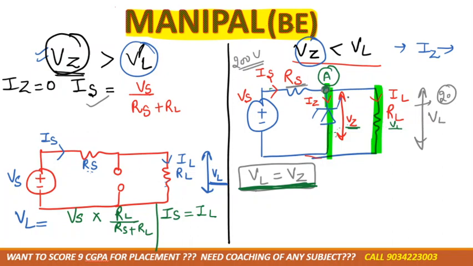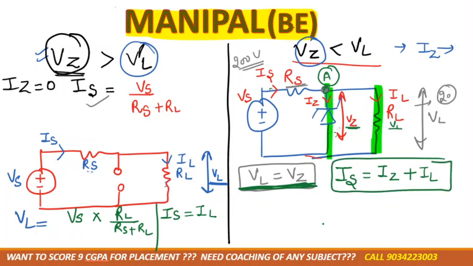Is, Iz or IL? Is entering is equal to the sum of current leaving the node. Which current is leaving? Iz, IL or Is? Iz. And what about IL? IL is leaving or entering? So can I write down this statement? This is another formula.